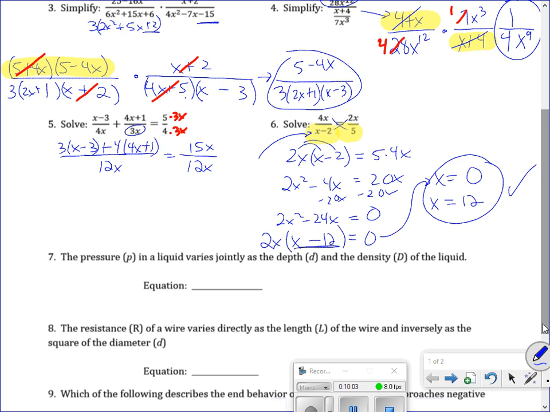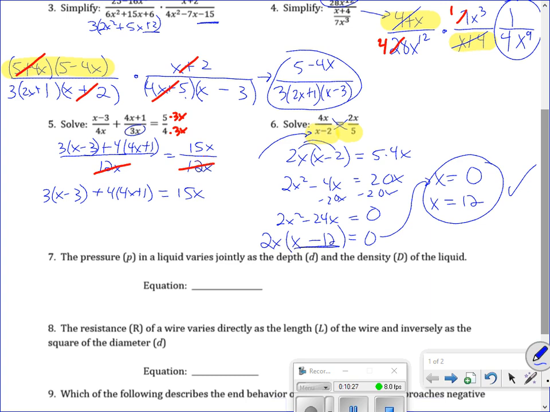All right, so now that I look at this fraction overall, I have a top over 12x equals another top over 12x. The 12x is already matched, so I can kind of forget about them. All I need to do to solve this and get the answer is make 3 times x minus 3 plus 4 times 4x plus 1 equal 15x. Now, don't forget your old stuff. I mean, this is just a regular problem to solve.